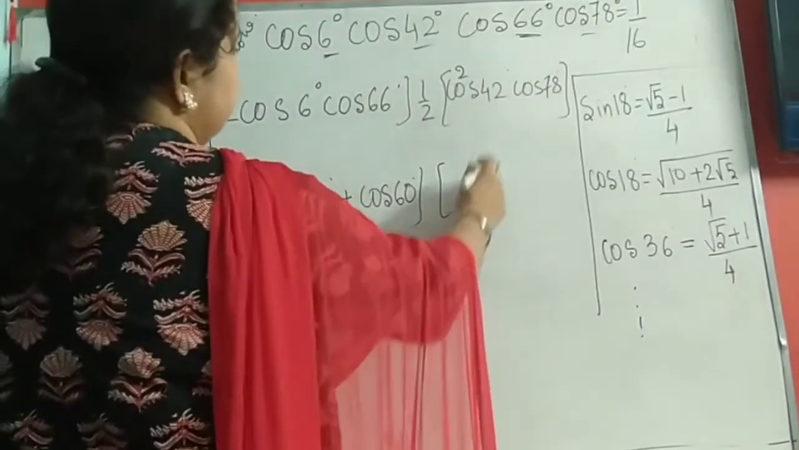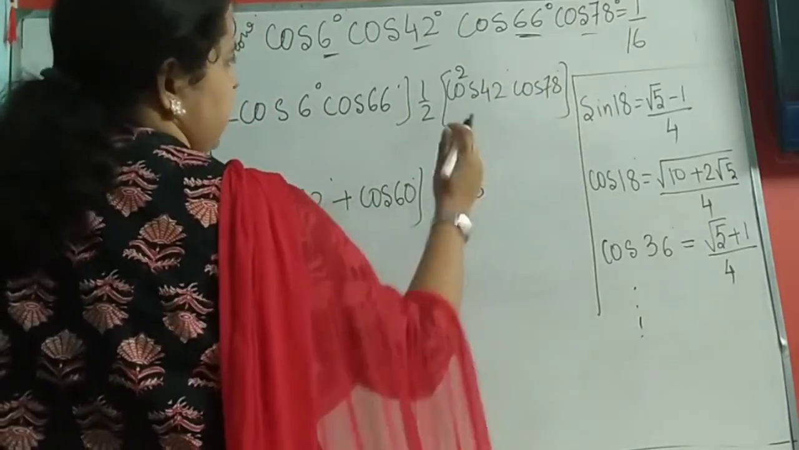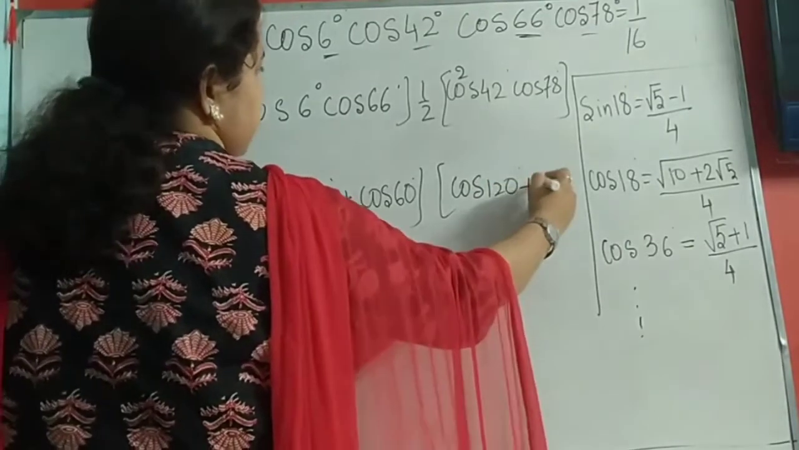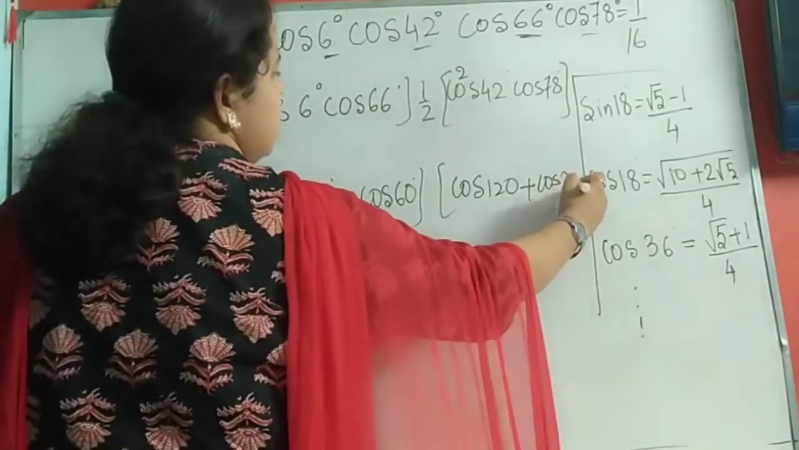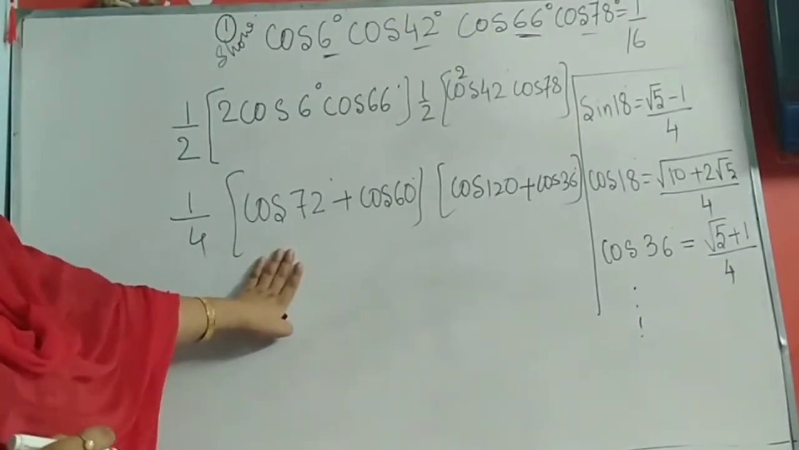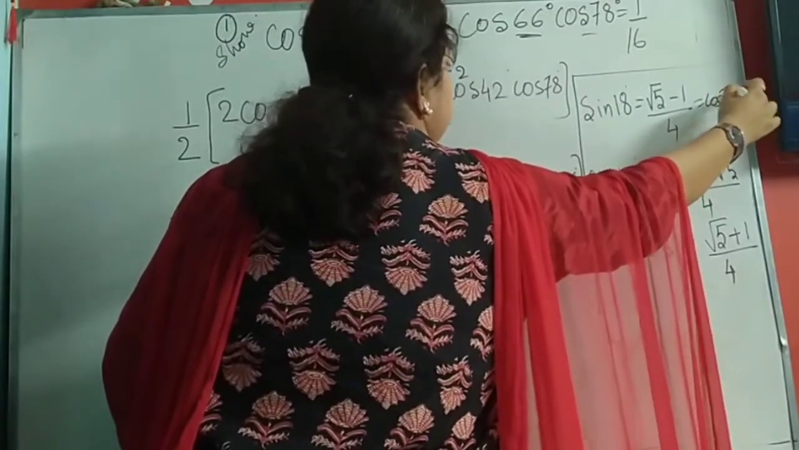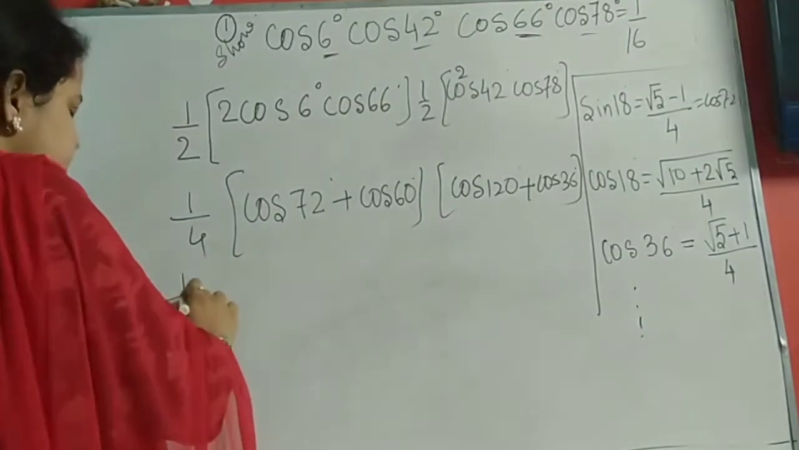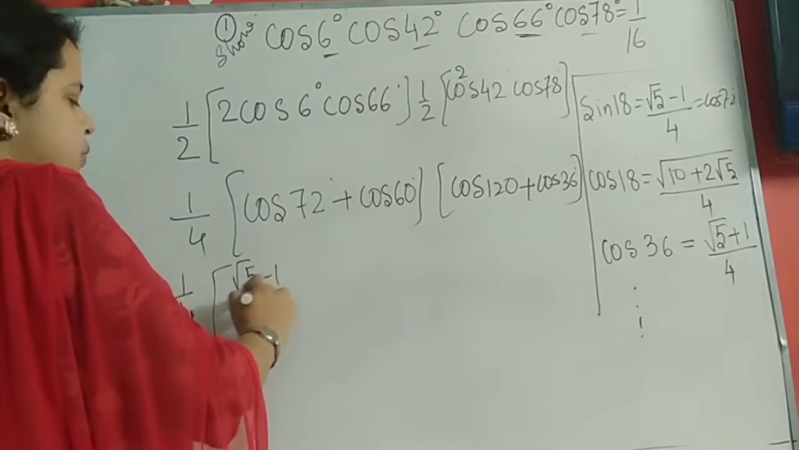Now here 42 with 78. So when it is added, it is going to give me 120 degree. And when subtracted, it is going to give me 36 degree. Look very carefully. The cos 72 and sin 18 are the same actually, no? Just now discussed about it. So I can apply the value of root 5 minus 1 by 4 here.